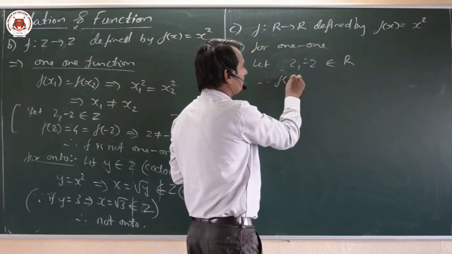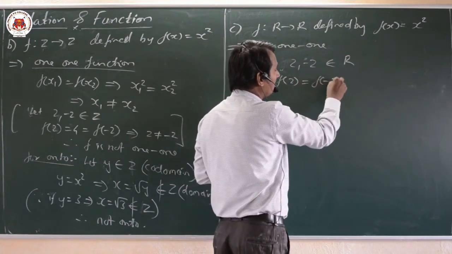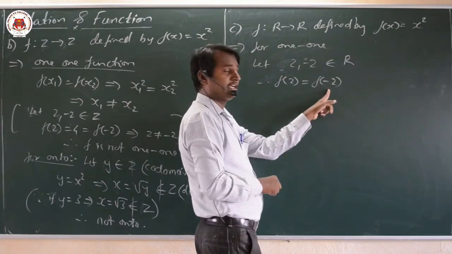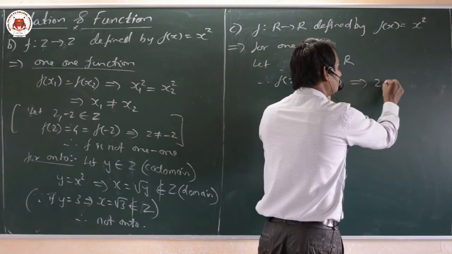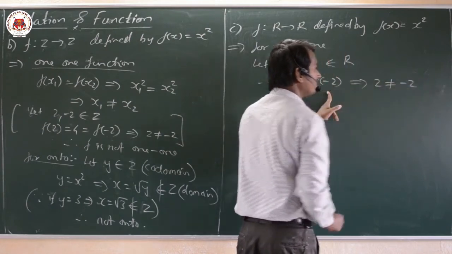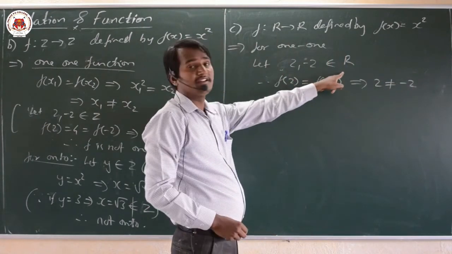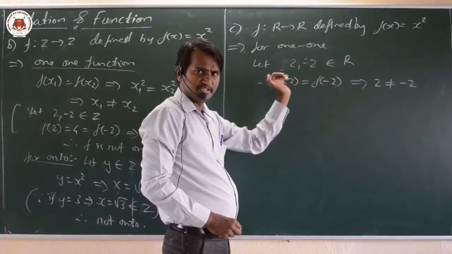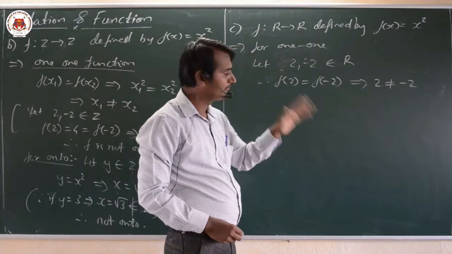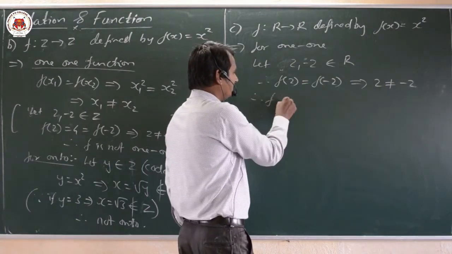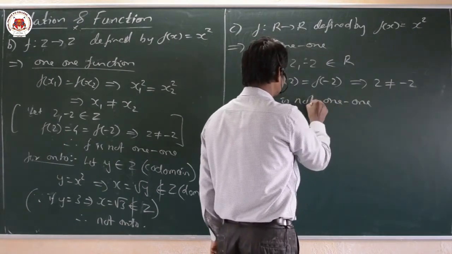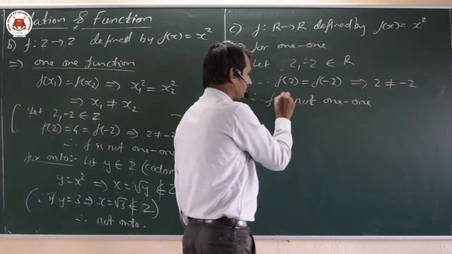Therefore f of 2 equal to f of minus 2. F of 2 value is 4, f of minus 2 value is also 4. That implies 2 is not equal to minus 2, where these are any real numbers. In the place of 2 or minus 2, you can take any values, such as 2 by 3, 3 by 2. Therefore f is not 1-1. Therefore f is not a 1-1 function.